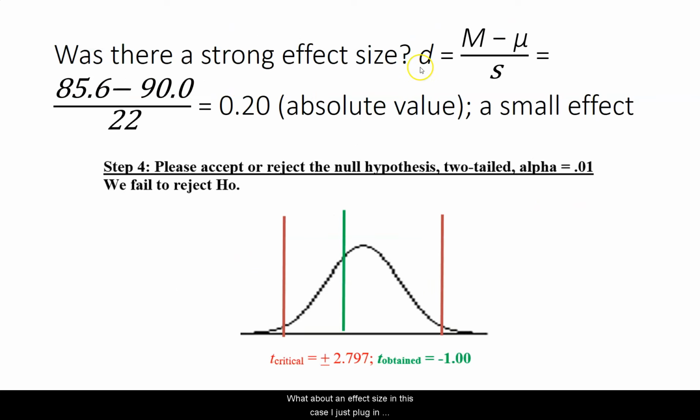What about an effect size? In this case, I just plug in numbers, capital M minus mu over the sample standard deviation, 85.6 minus 90, divided by 22, and I get 0.20. That's a smallish effect, which again suggests that visualization was not too hot. It just didn't do much for bowling scores. And of course, here's the rendering of the hypothesis test again. So it just wasn't a very strong effect at all. So we got a smallish effect size. And by the way, I'm always ignoring negatives, even if they come up in the context of Cohen's d.